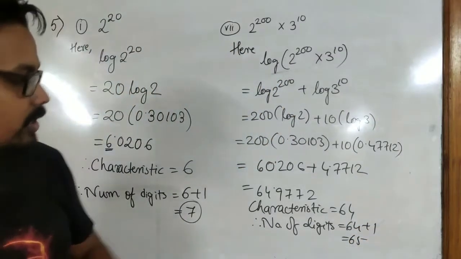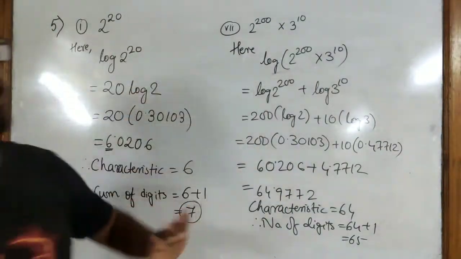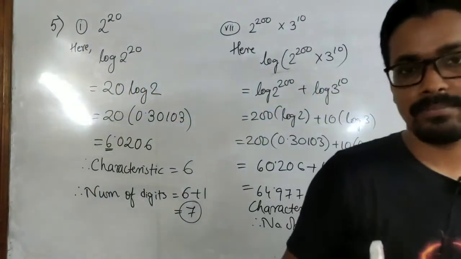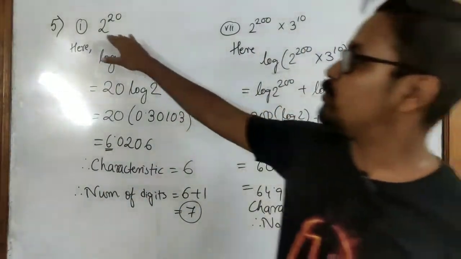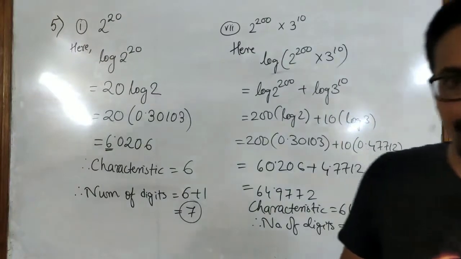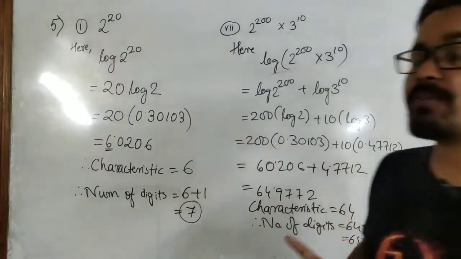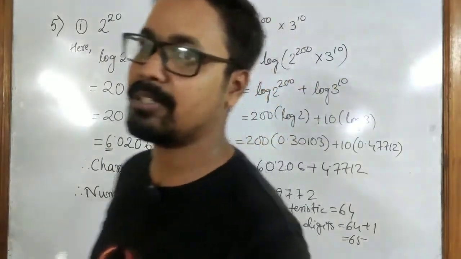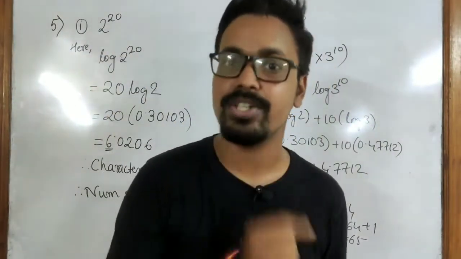So I hope you understood. Find the characteristic, add 1 to it. So this is going to be the value. Now remember, if you go to the next sum, I mean question number 6, it is going to be different. So for question number 5, the value that we are going to have is going to be a whole number. So as it is going to be a whole number, this is the way we find it. If the number is less than 1, means it is a decimal number, suppose 0.0005, for those sort of questions we are going to question number 6.